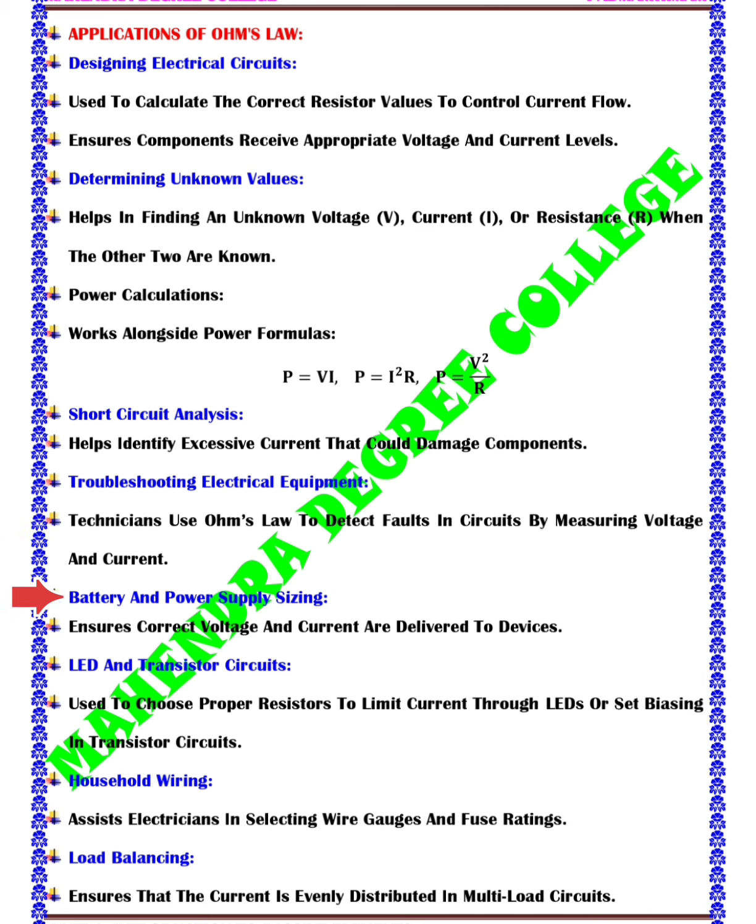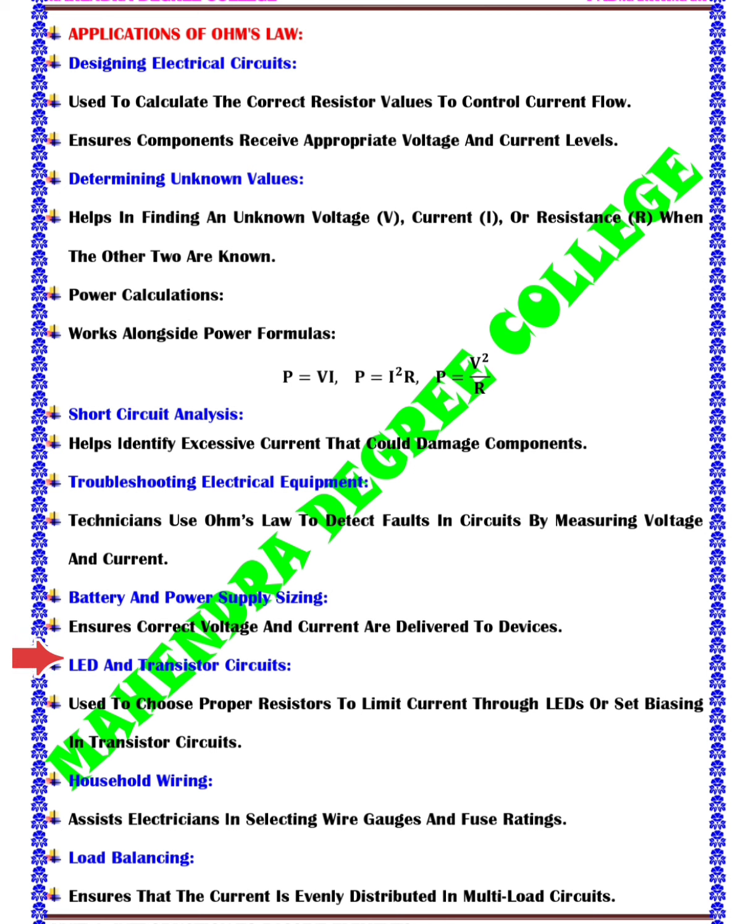Sixth one. Battery and power supply sizing. Ensures correct voltage and current are delivered to devices. Ohm's law, V equals IR, is crucial for battery and power supply sizing because it helps determine the required voltage, current, and resistance in a circuit. By understanding the relationship between these parameters, engineers can design power supplies that efficiently deliver the necessary voltage and current to a load, ensuring proper battery operation and circuit functionality.